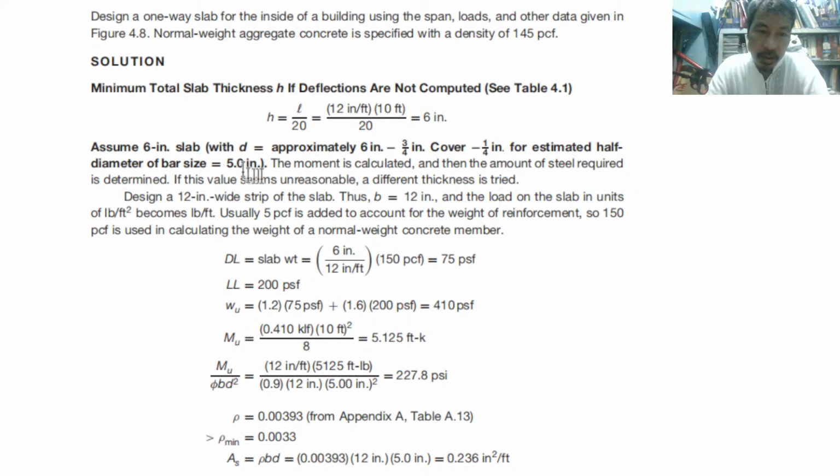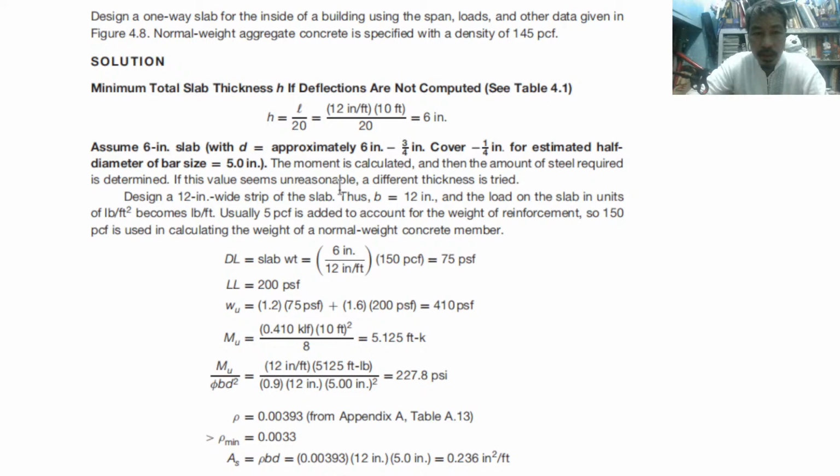So 6 inch minus 3/4 minus 1/4. 1/4 is the estimated half diameter of bar size, and 3/4 is the concrete cover. So if you subtract 6 minus 3/4 minus 1/4, that is equal to 5 inch. So our d is equal to 5 inch. The moment is calculated using d, and then the amount of steel required is determined.